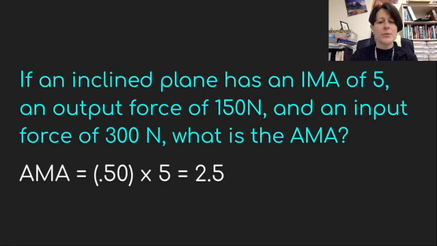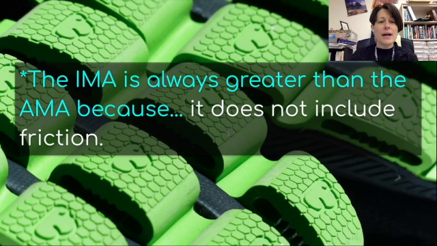Now, if you are listening to this video, I want you, next to this answer of 2.5, to draw a triangle representing a ramp, so I will know that you are listening to this video. It has to be a right triangle next to this answer to represent a ramp. Now, the IMA is always greater than the AMA because it does not include friction.